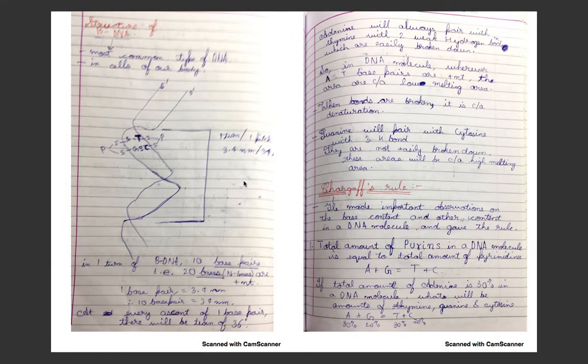Now, structure of B-DNA. B-DNA is nothing but the common DNA. It is the most common type of DNA in cells of our body. Now, here is the structure of B-DNA. There would be one turn having 10 base pairs. Now, what is a base pair? Common simple A, T, G, C anything is called a base pair.